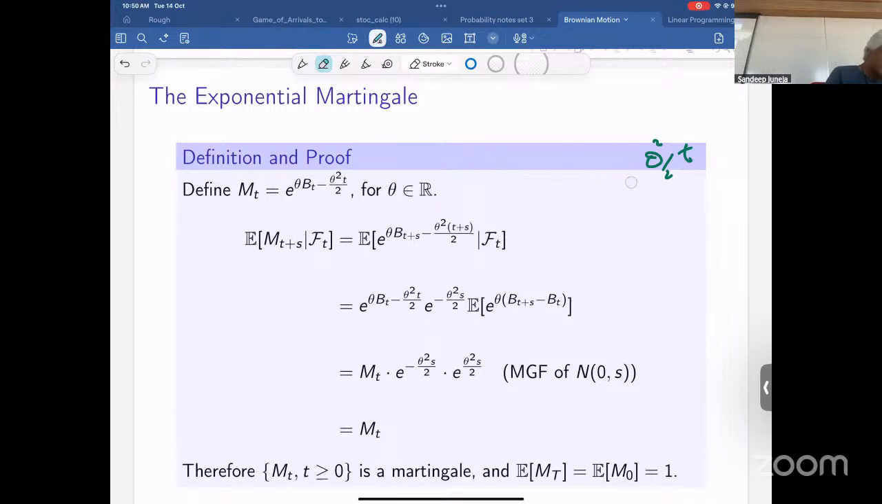All right. Okay, so let's come here. What do we need to show for it to be a martingale? We need to look at this quantity, M of t plus s, conditional on calligraphic F of t. Again, we'll get the independent increments to work for us, so we can write it in this manner.